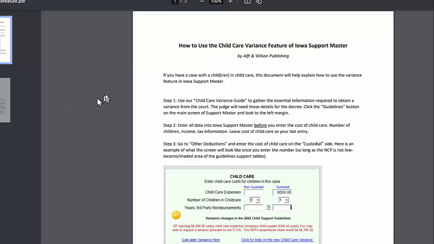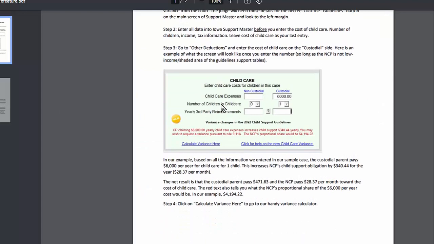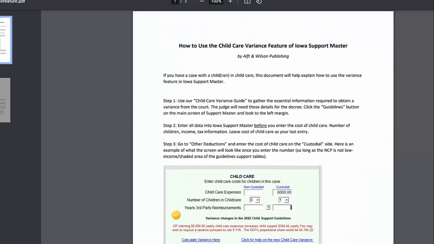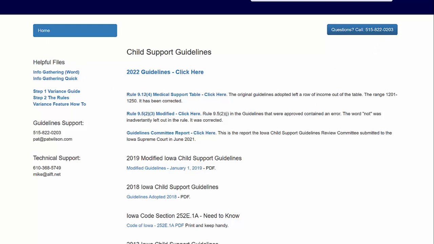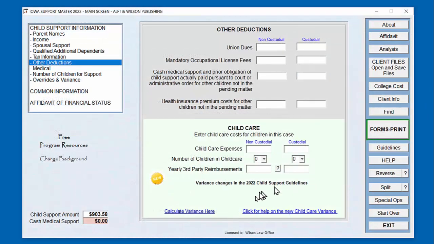And then variance feature, how to use it. If you're unsure, you don't need to come back and watch this. You can go right to your guidelines button, click on it, and it will tell you step by step with pictures on how to use that feature of the software.